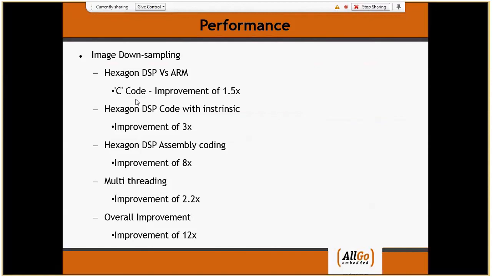Then on the Hexagon DSP assembly coding, by doing some hand coding, we were able to get an improvement of 8x. When we introduced hardware multithreading on the Hexagon DSP side, we found an improvement of 2.2x. And if you see the overall improvement from the first version, the bare code, to the assembly coded, multi-threaded code, we found around 12x improvement.